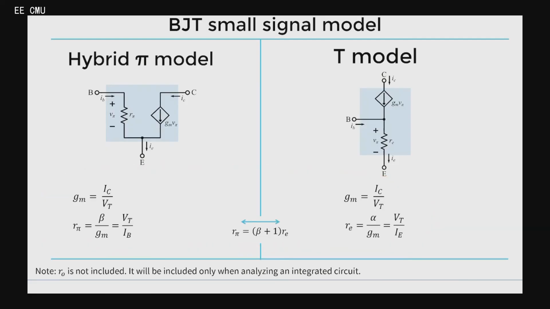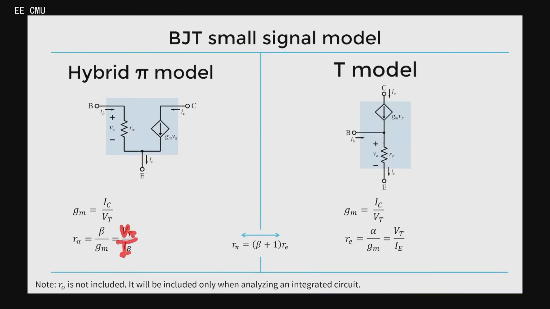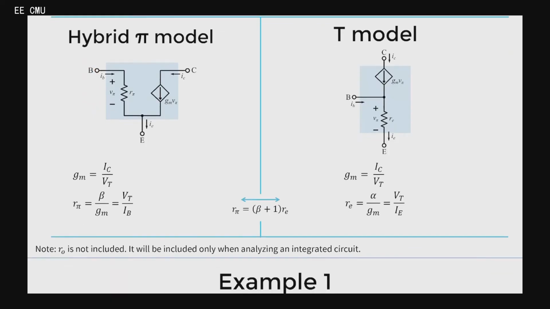In the hybrid pi model, there's RPI and GM, which have the same values. And in the T model, it's RE. So RE is easy to remember, right? It's the thermal voltage divided by IB for the hybrid pi model. And for the T model, it's the thermal voltage divided by IE, because we are looking into the emitter now. RPI and RE are related in this way.